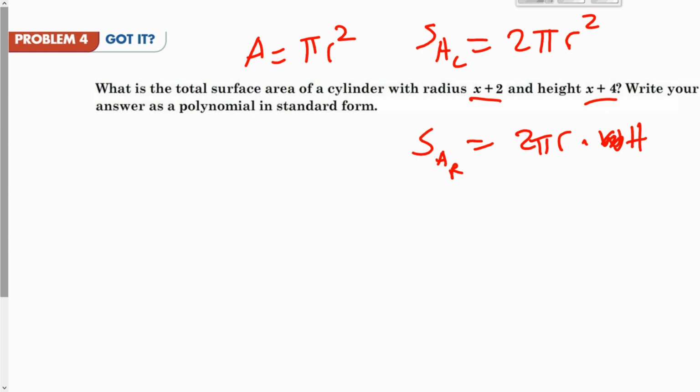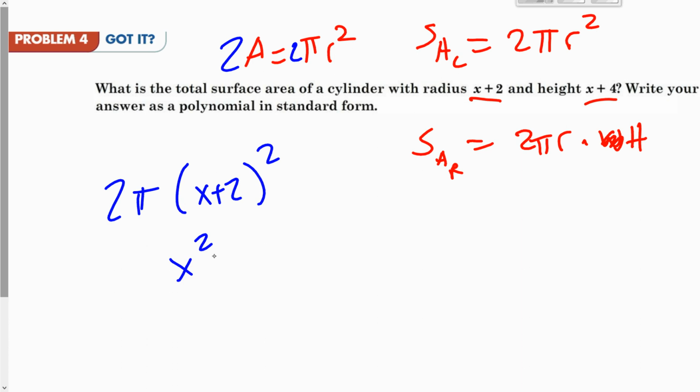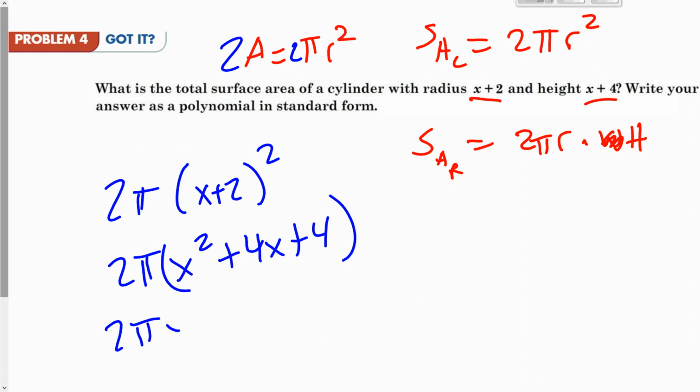Okay, so use those formulas. Go ahead and pause it, try those out, and I'll go about it. Taking this one, 2 pi r, and since I have two of them, I need to times it by 2, right? So 2 pi times r squared, my r is x plus 2, quantity squared, and when I FOIL that out, I get x squared plus 4x plus 4. Now I'm going to times that by 2 pi, so I get 2 pi x squared plus 8 pi x plus 8 pi.